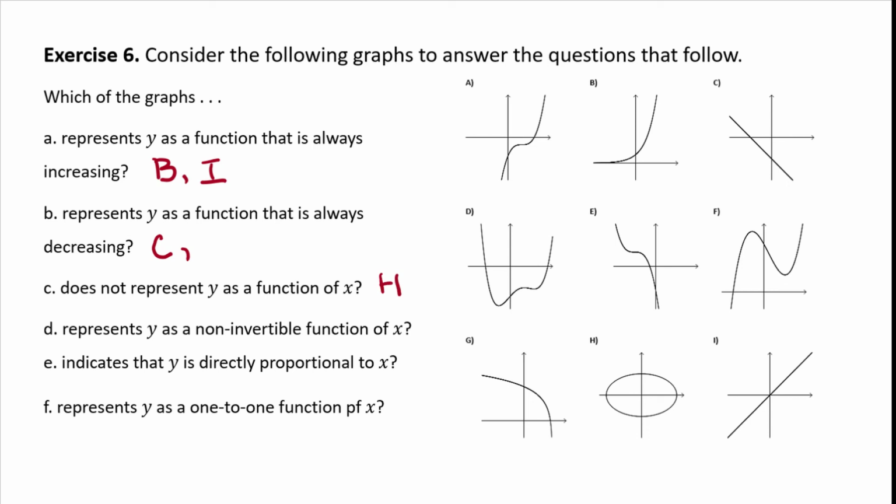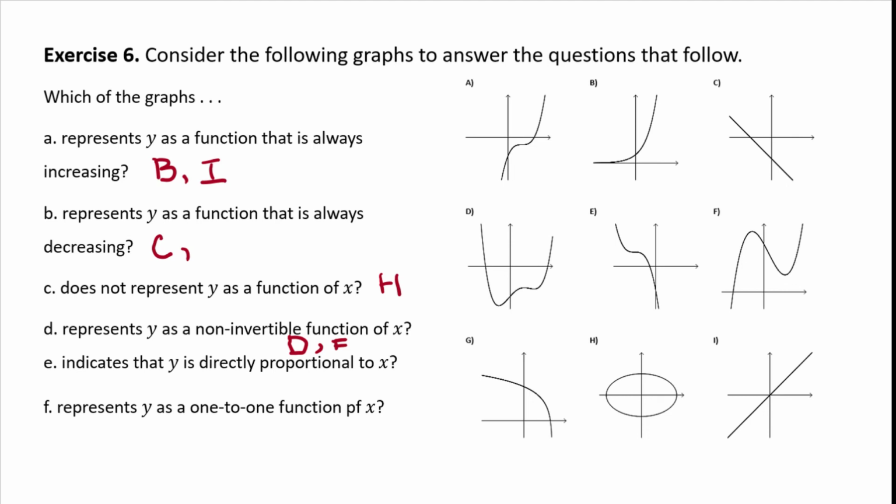D represents y as a non-invertible function of x. To be invertible, the graph has to first be a function, and second, it has to pass the horizontal line test. So looking at each of the graphs, the first graph that fails the horizontal line test, because a horizontal line intersects at more than one point, is the graph in D. The next one is F.